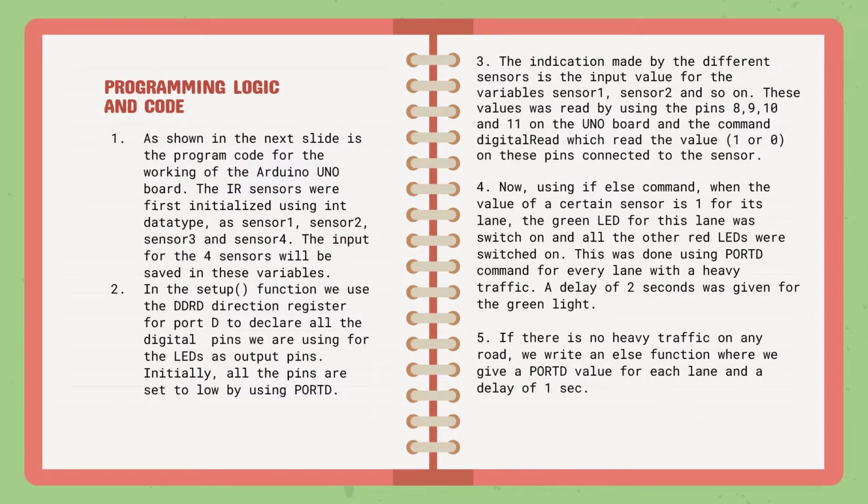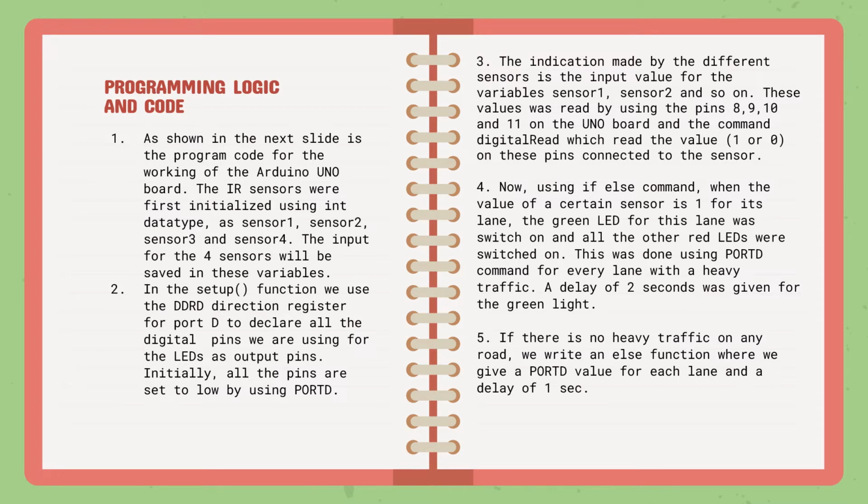Programming logic and code. As shown in the next slide is the program code for the working of the Arduino Uno board. The IR sensors were first initialized using INT data type as sensor 1, sensor 2, sensor 3 and sensor 4. The input for the 4 sensors will be saved in these variables.